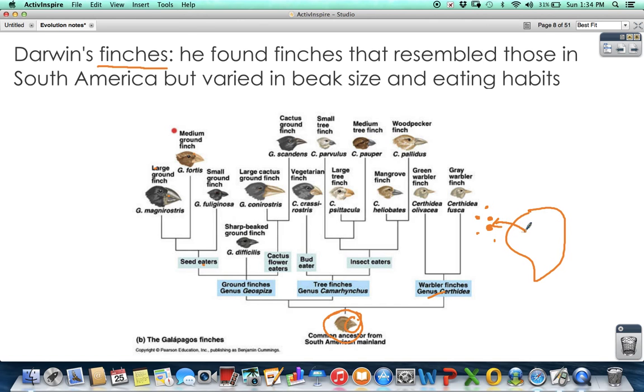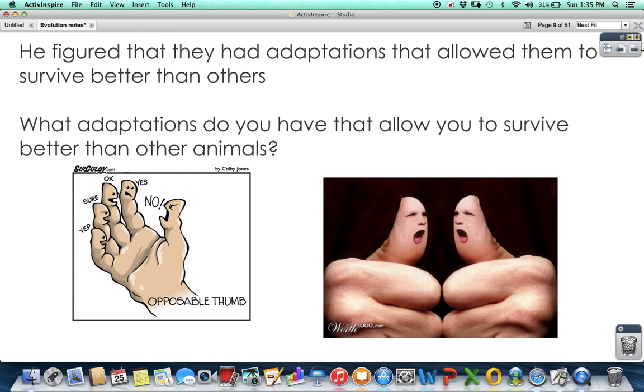So it's like they all started out as a generic form over here, but once they got to the different islands, they specialized in the food that they ate. So what happens if I take this bird and put him on this island? He probably won't survive, and the other way around. So he figured that all these birds had adaptations that allowed them to survive better than others. And that was his idea as to why animals looked different in the different places he traveled.